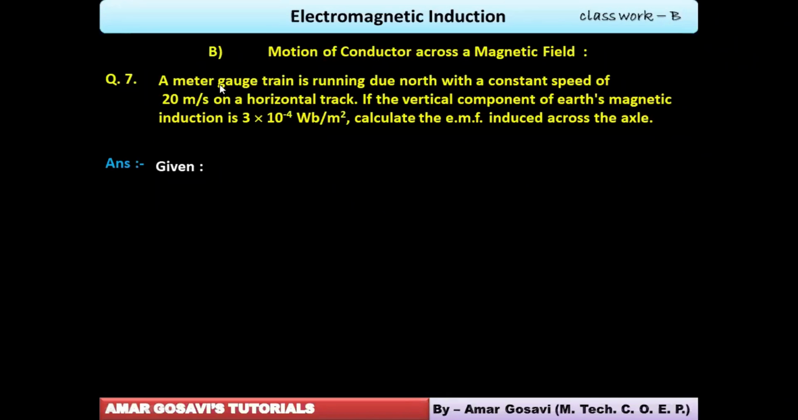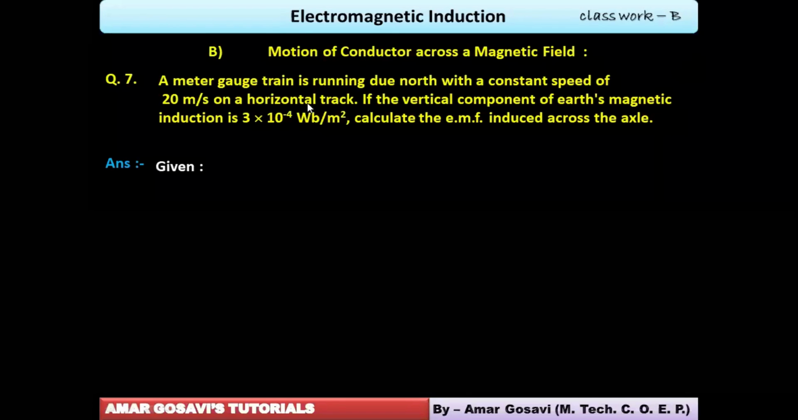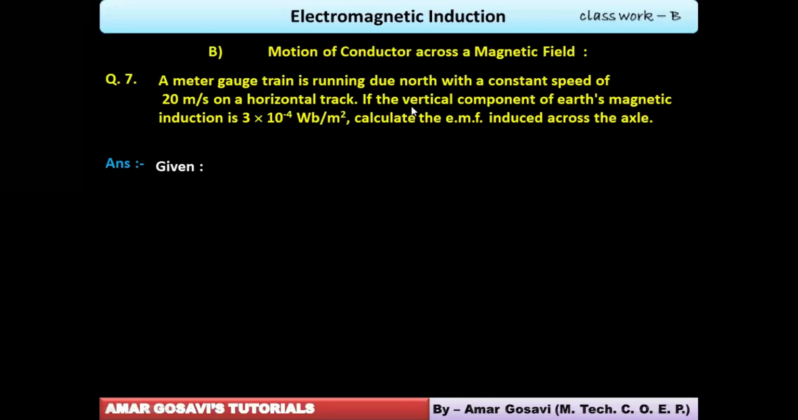Therefore, a meter gauge train is running due north with a constant speed of 20 meter per second on a horizontal track. If the vertical component of Earth's magnetic induction is 3 into 10 raised to minus 4 Weber per meter square, then calculate the EMF induced across the axle.